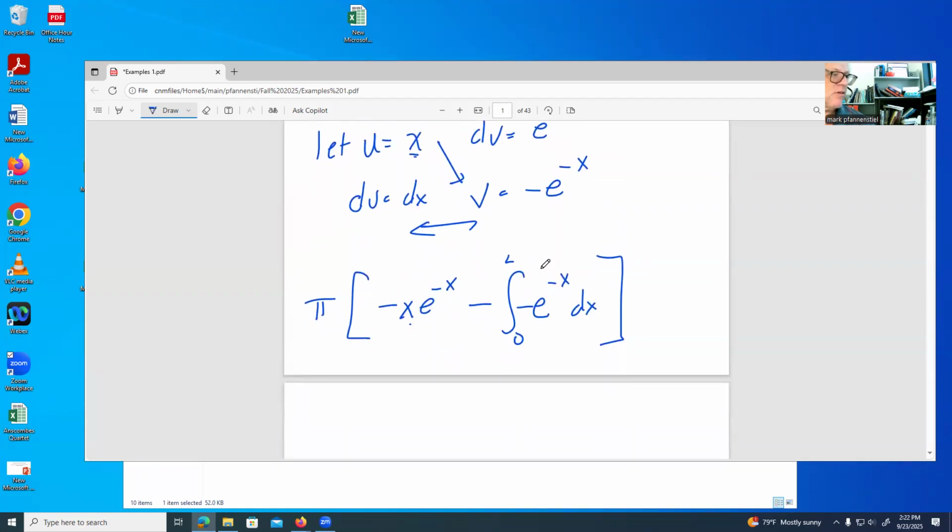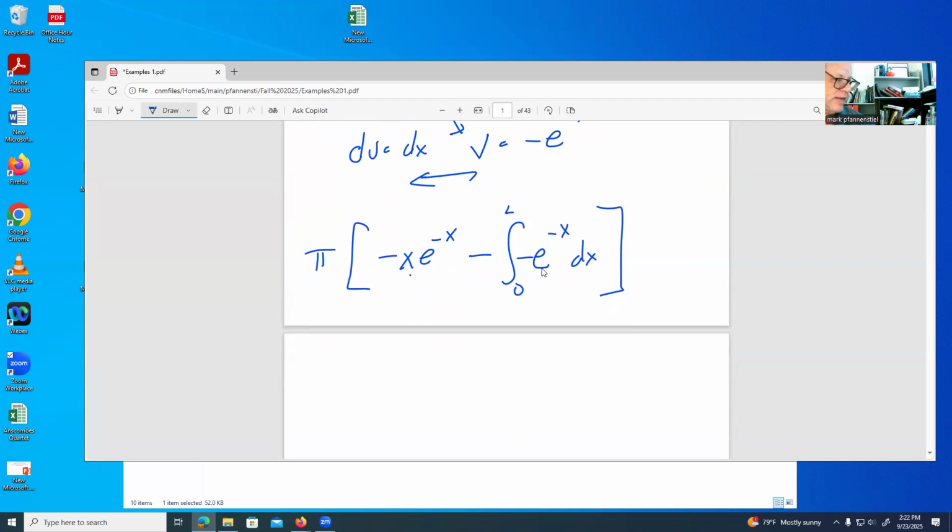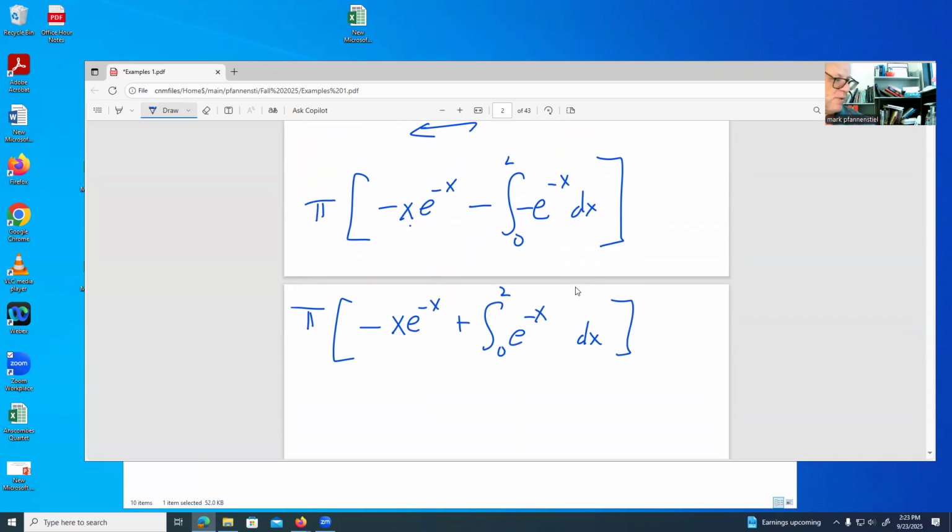All right, so let's clean this up a little bit. We have pi sitting here, and then we have negative x e to the negative x, plus the integral from 0 to 2 of e to the negative x dx, because negative, negative. We are ready to integrate this for the last time. So we have pi, negative x e to the negative x, I'm going to put parentheses there, minus e to the negative x. Now we've integrated it, we have to go from 0 to 2.